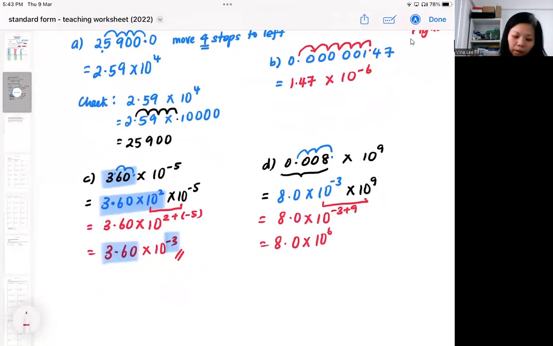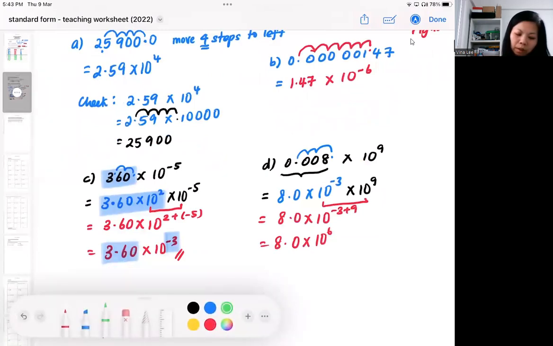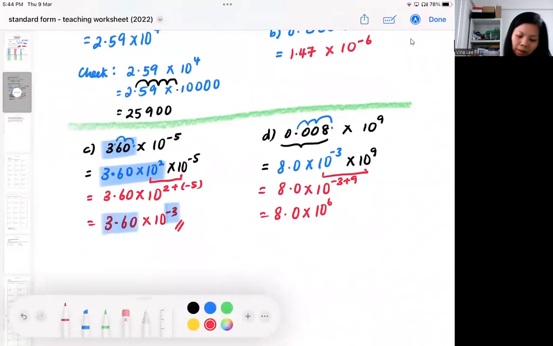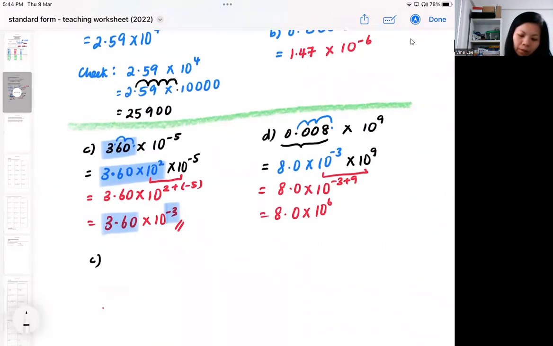Okay, alternatively, there is another method. Let me show you another method this time. Another method for part C can be like this. So I show you the alternate method. See whether you would like to do it this way or not.